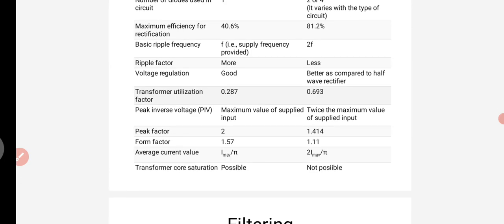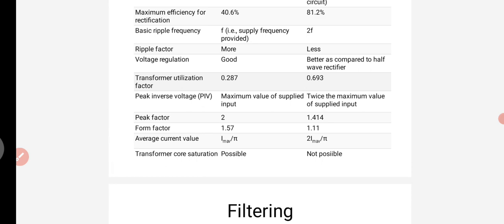So already we have discussed the ripple factor and voltage regulation. When we are comparing this, the ripple factor is more in case of half wave rectifier, less in full wave rectifier. In case of voltage regulation, the regulation of the half wave rectifier is good, but in case of full wave rectifier, it is better than the half wave rectifier.